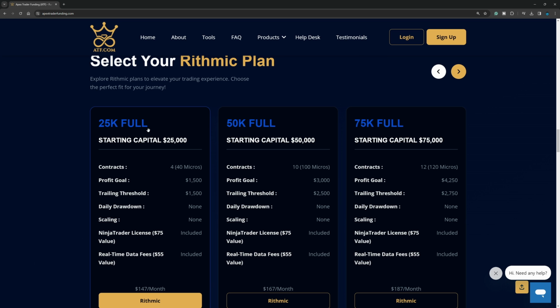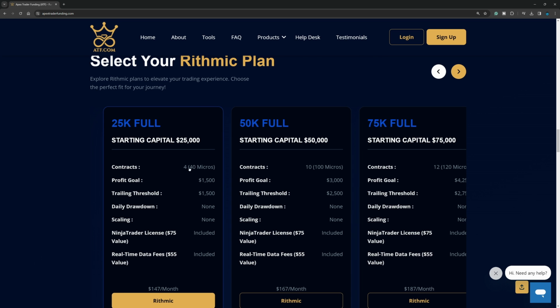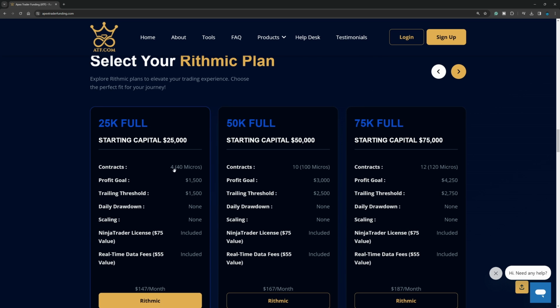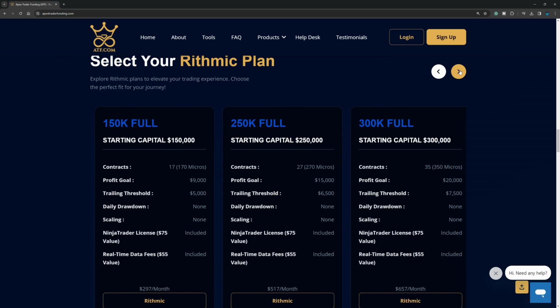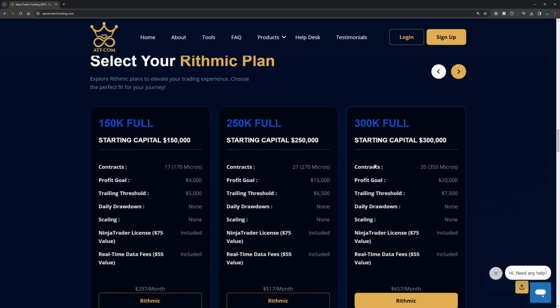Now, the differences between the accounts is not only the number of contracts that one can trade. For instance, in the 25K account, you can trade up to 4 contracts. On the 50K account, we can trade up to 10 contracts. Then if we go all the way over to the $300,000 account, you can trade up to 35 contracts. Now, one thing to note, just because the account size says 300K or 150K, I don't want you guys to think of the account as that.